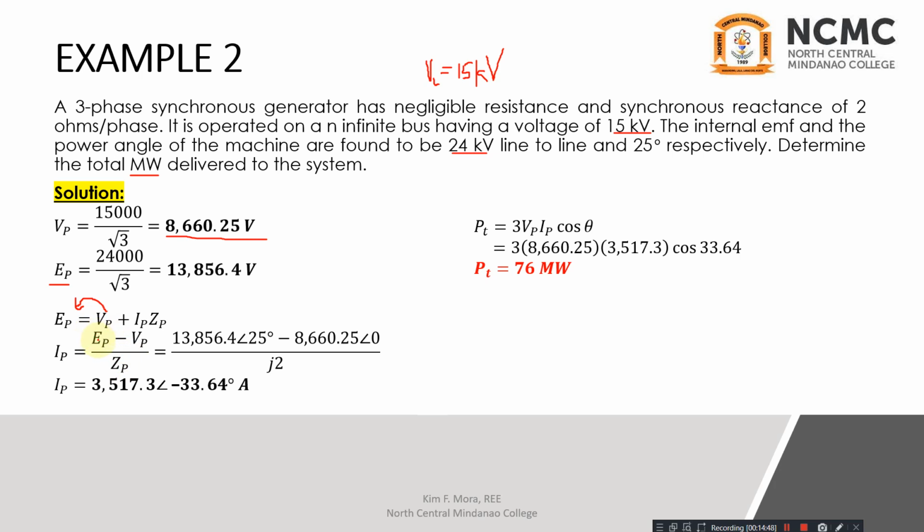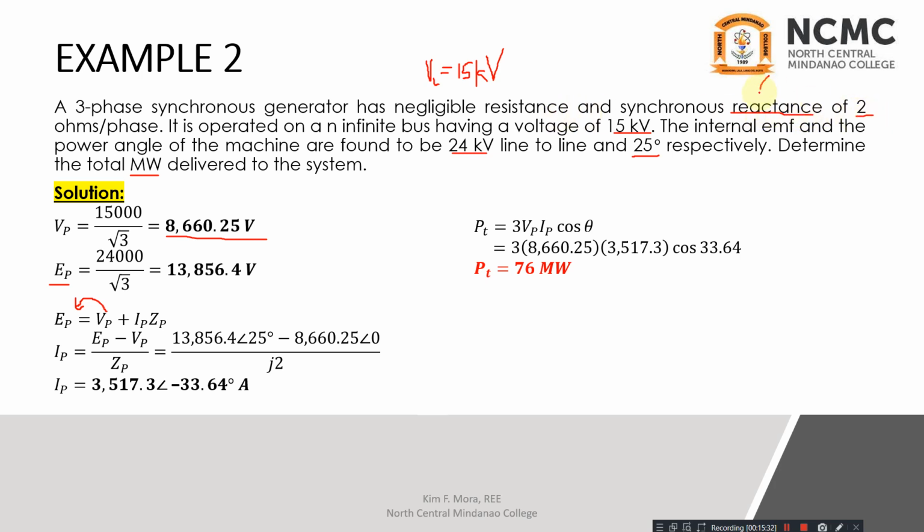Next is to substitute the given values and our computed values. We have computed EP, the induced voltage per phase, equal to 13,856.4, with the given power angle of 25 degrees. We subtract our VP, and remember that VP has zero angle, so it is automatic. So we have 8,660.25 angle 0 divided by our ZP. Here we put the reactance of 2.